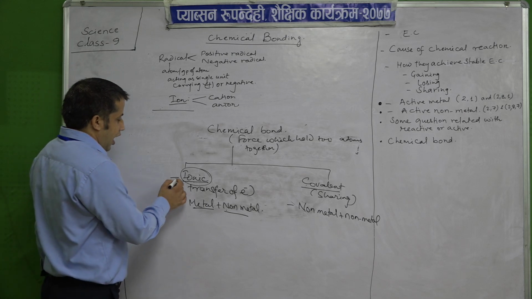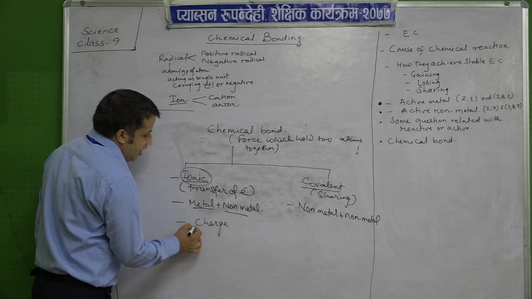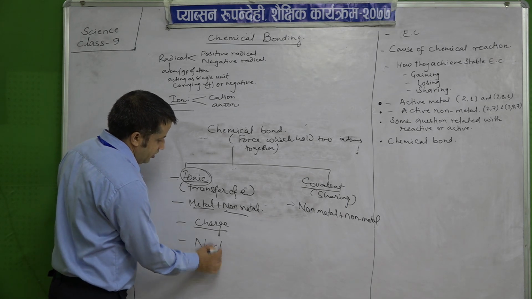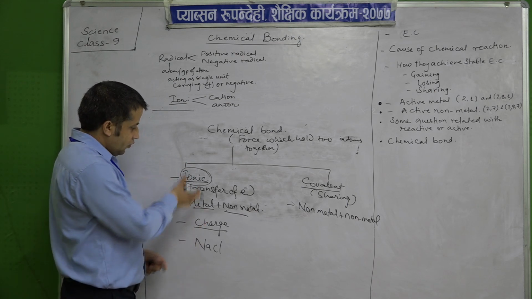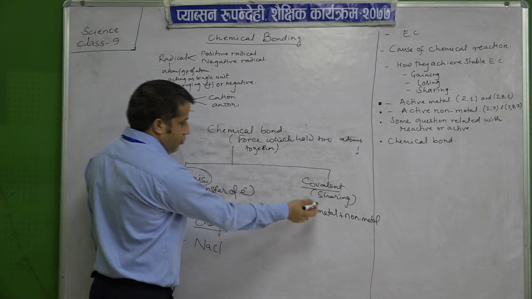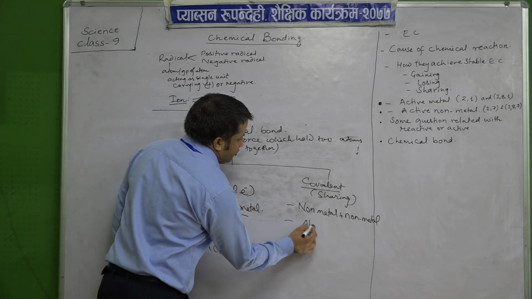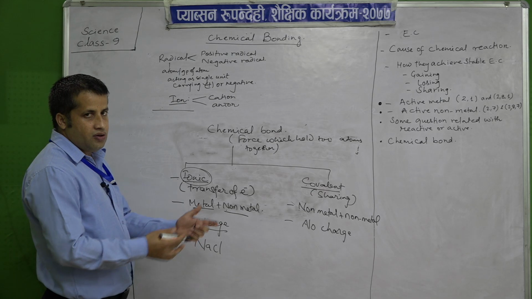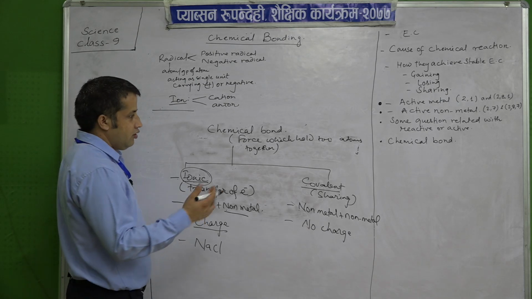Ionic bond carries charge on them. Example like sodium chloride. We will discuss tomorrow about the ionic bond in detail. For today you have to understand this: ionic bond and covalent bond. In covalent bond, only non-metal and non-metal, and they do not have any charge. Because there is no transfer of electron, there is sharing, no positive, no negative. So, there is no charge in case of covalent bonding.